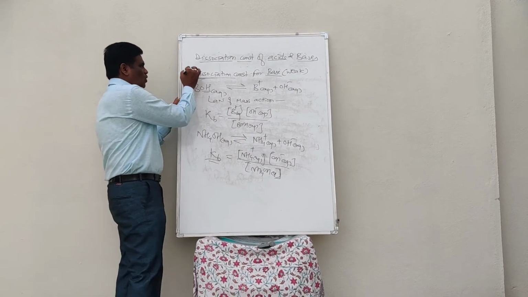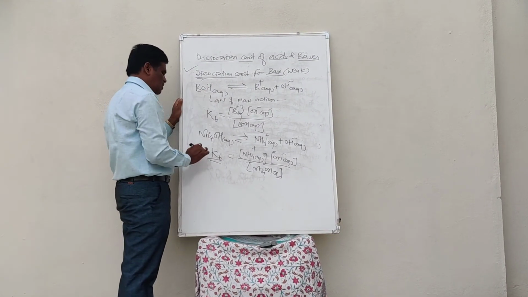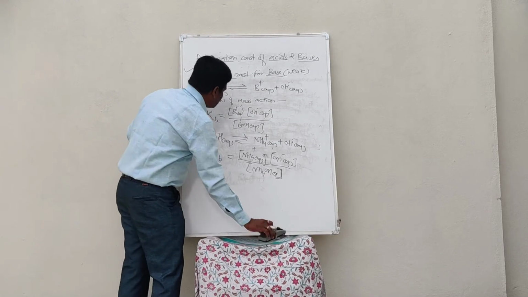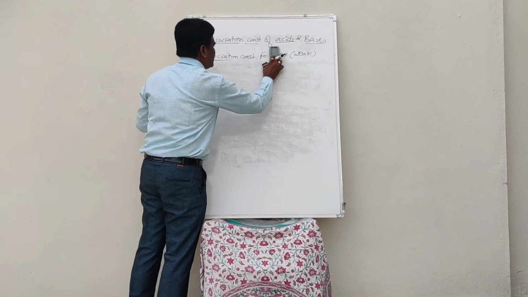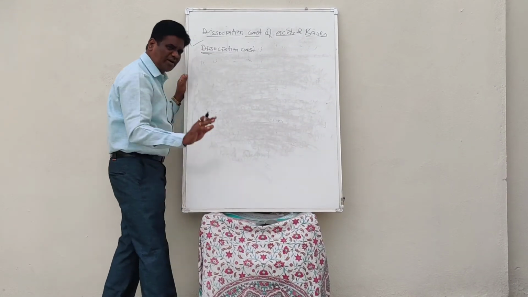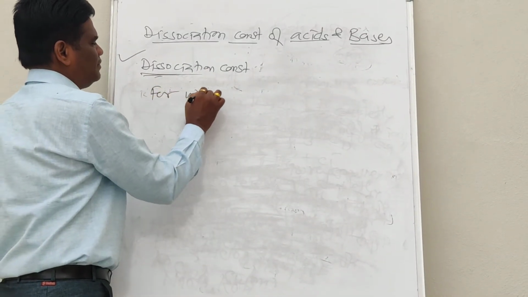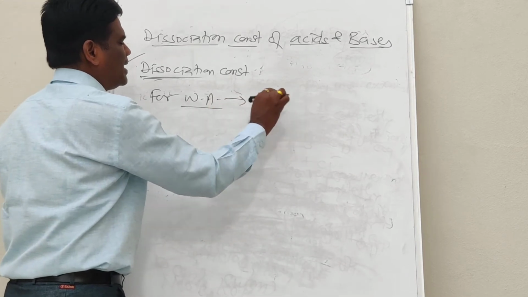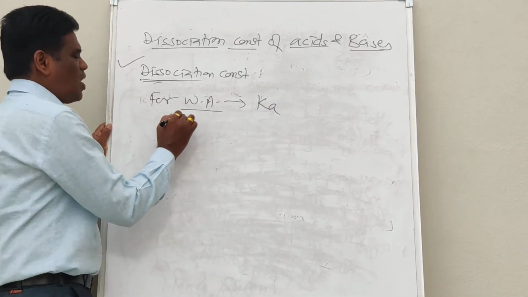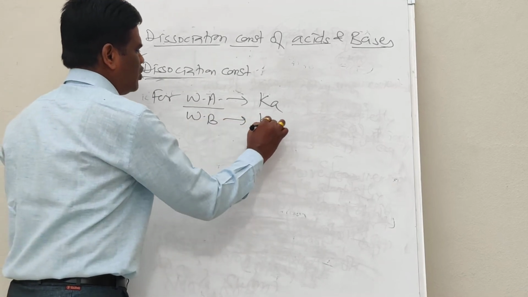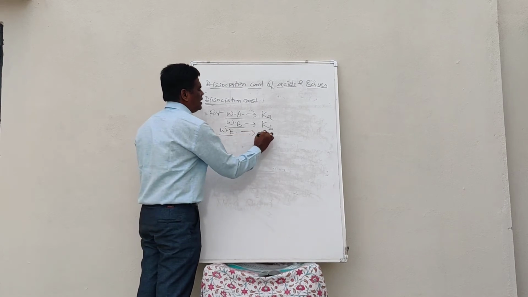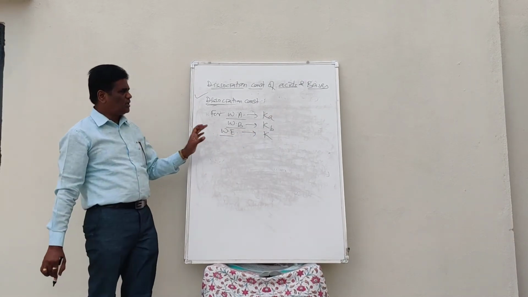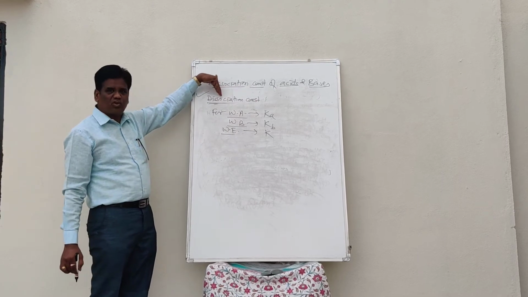Now student, once you know in detail about the dissociation constant for acid as well as base, how do you define the dissociation constant? The dissociation constant for a weak acid is always written as Ka. The dissociation constant for a weak base is always written as Kb, or for a weak electrolyte you can write it as K. So this is the notation regarding the dissociation constant.